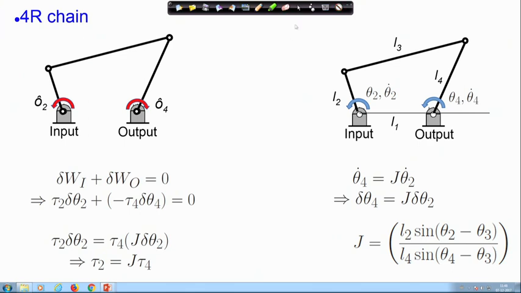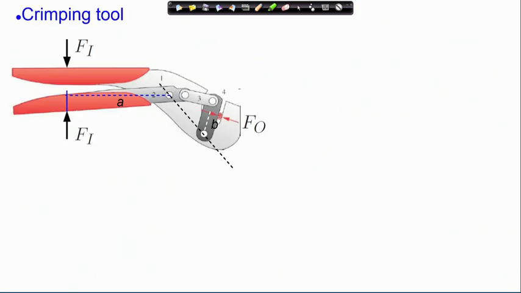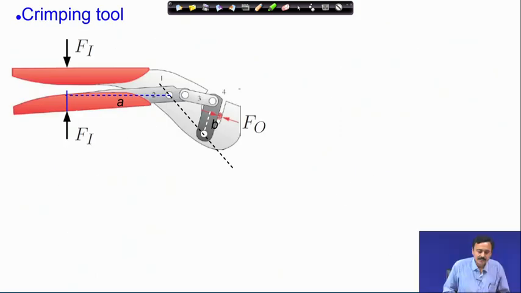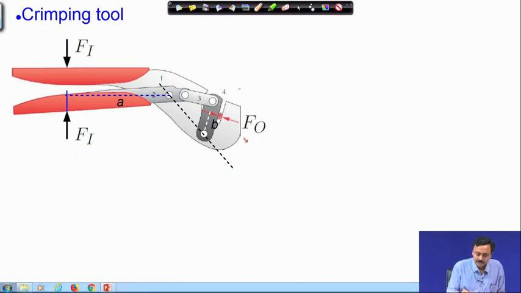Now, this is very useful in certain mechanisms. So, here I have this crimping tool, and right at the beginning of this course I had told you that this crimping tool can produce very high forces at the output. Here I have denoted by Fo the force at the output and Fi the force at the input. Now, let us see the transformation of forces in this crimping tool.